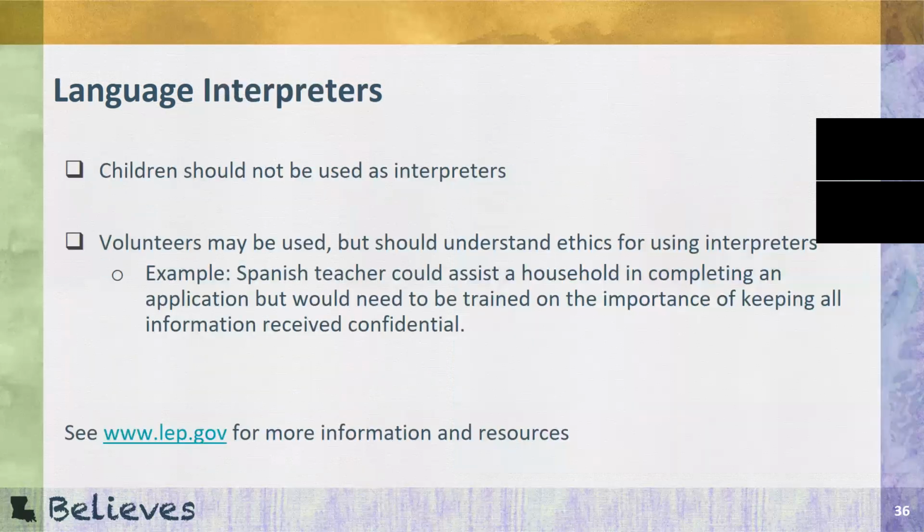Language interpreters can be helpful when dealing with someone with limited English proficiency. Volunteers may be used, but they should understand the ethics required when using an interpreter. For example, a Spanish teacher could assist a household in completing a meal application, but would need to be trained on the importance of keeping all information confidential. Also, children should not be used as interpreters.